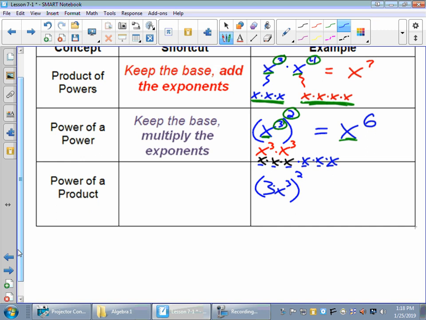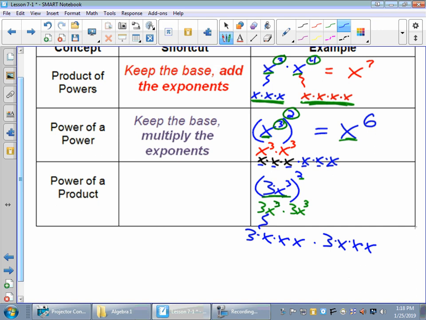And the big thing here is if we were to write this one out, and then we'll show you the shortcut, it's basically this whole thing squared, right? Because it's everything in parentheses squared because of the 2. So we'd have 3x cubed times 3x cubed. Okay? So that would become 3 times x times x times x, because that's what 3x cubed would be. And then over here we'd have another 3 times x times x times x.